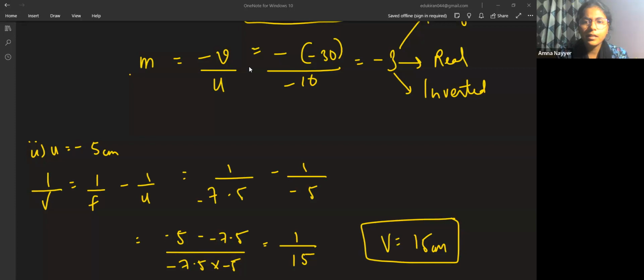Ma'am, it's 1 by v, right? So wouldn't v be minus 15? Shahid, minus 15. You people are getting minus 15 also. Minus. See, minus is there. Minus 15, how are you getting? No, ma'am, because 1 by v, right? So v would be minus 15.